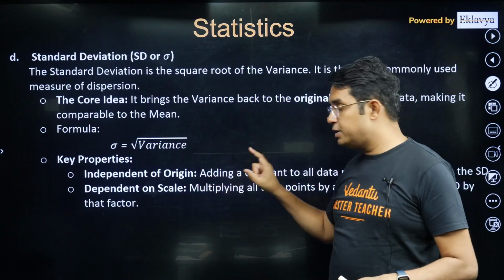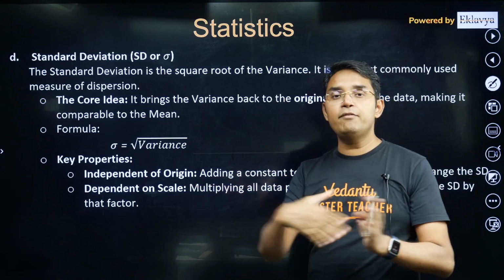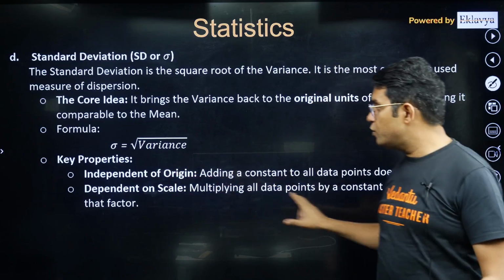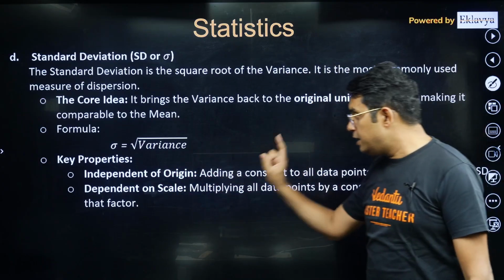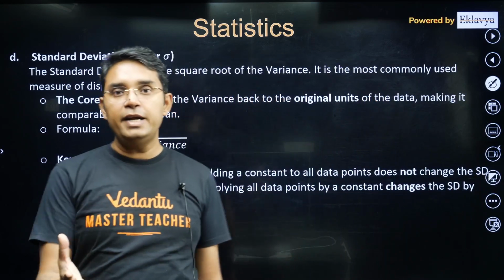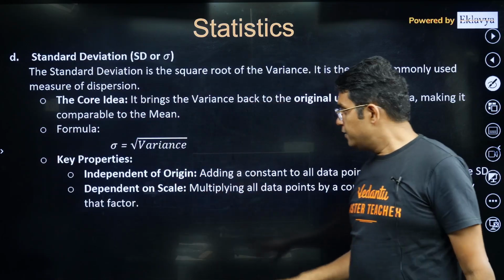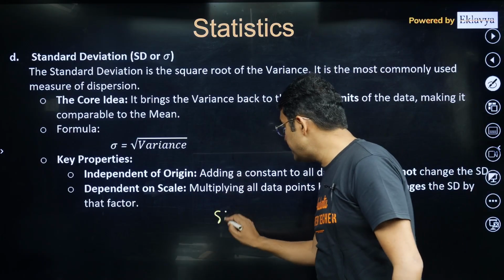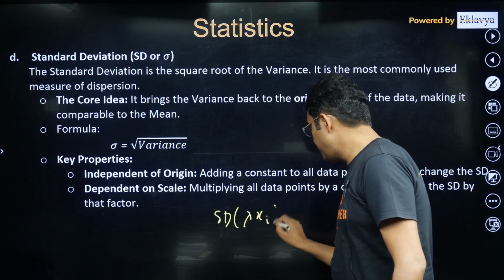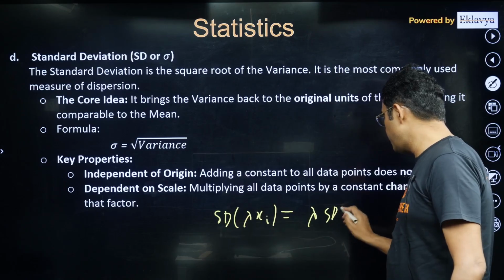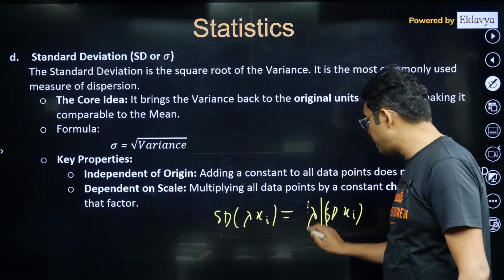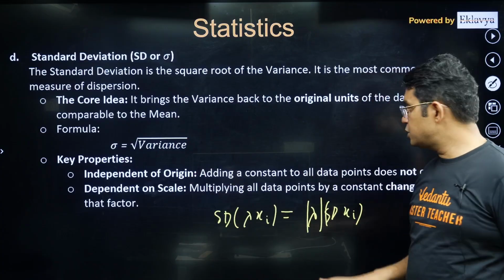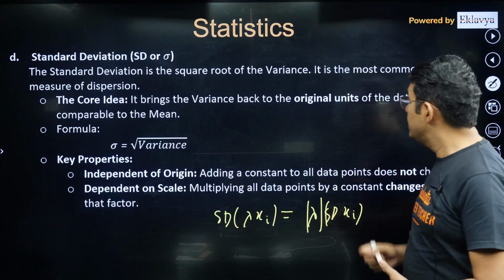Properties: independent of origin. As I told you, if you subtract every data by some fixed value, and you do that here also, because it is just the under root of variance, the standard deviation will not change. Dependent on scale. If you multiply every data by some number, as I told you there, lambda, then standard deviation will become mod of lambda times. So if I say standard deviation of, let's say, lambda into xi, it will not be lambda into standard deviation of xi, rather you should write it as mod lambda, because if you are multiplying by a negative number, standard deviation should still be a positive value. So these are key properties that we should know.